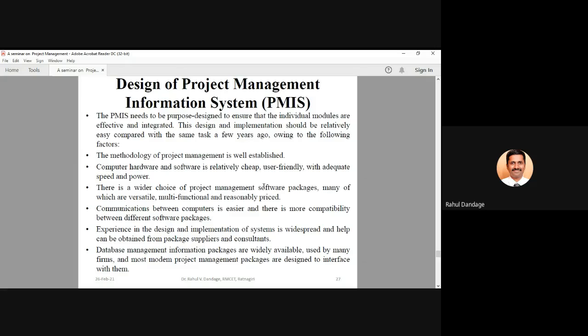The methodology of project management is well established, that is essential. Computer hardware and software is relatively cheap, user friendly, with adequate speed and power, that is another advantage. There is a wider choice of project management software packages, many of which are versatile, multifunctional, and reasonably priced.